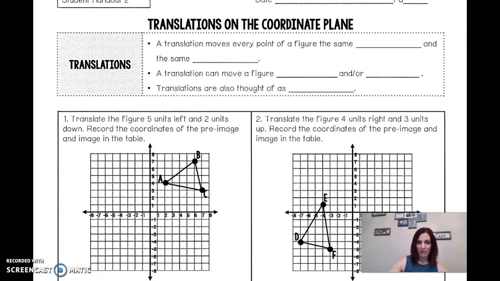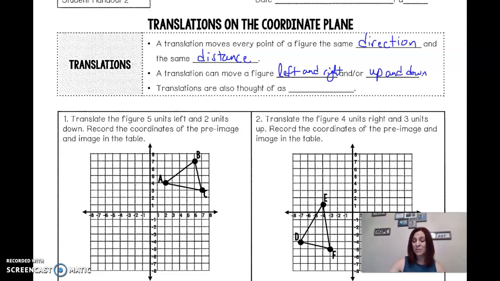So when we move every point of a figure, we're going to do it in the same direction and the same distance. If I'm moving one of them 5 units, I'm not going to move the other one 4. Okay, I'm going to move them the same distance in the same direction. So what that means is it can move a figure left and right. We're talking about left or right, meaning positive, negative. And it also means we can go up and down.